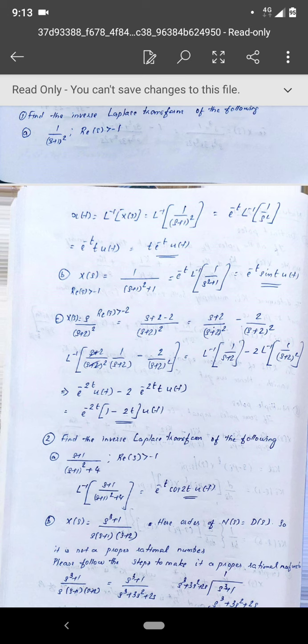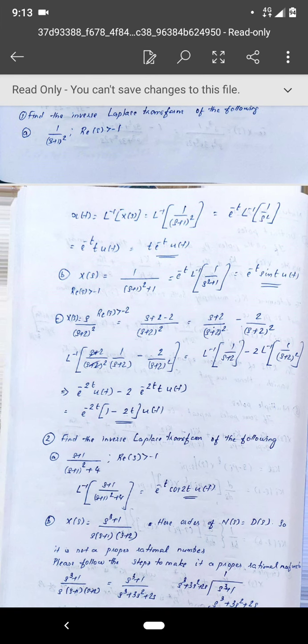And then the next one, X of s is equal to 1 by s plus 1 the whole square plus 1. Again you can see that it is in the form of 1 square by s square plus 1 square. Instead of s you have s plus a. So s plus 1 here can be accounted for by writing e raised to minus t.